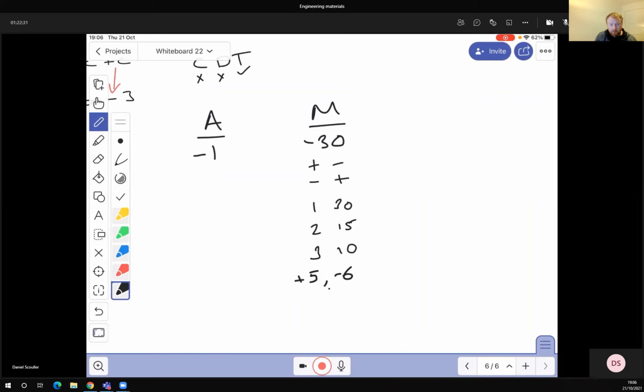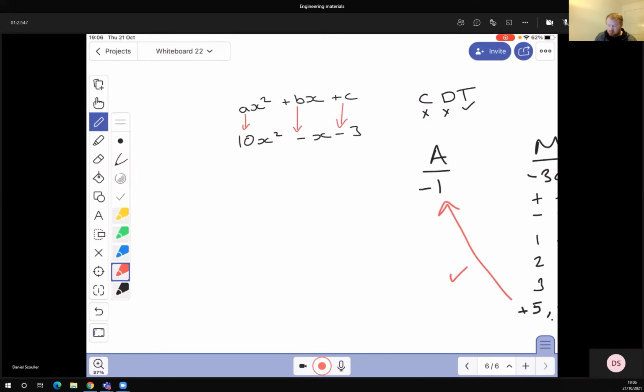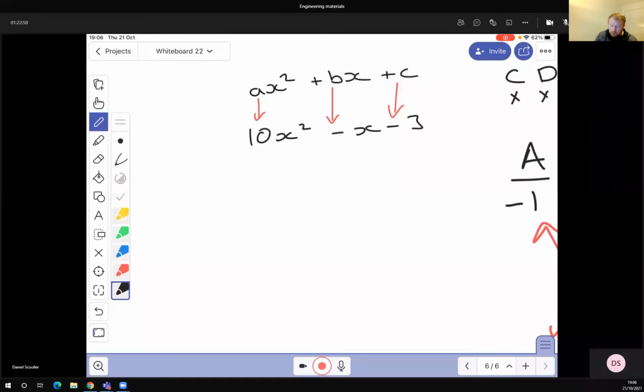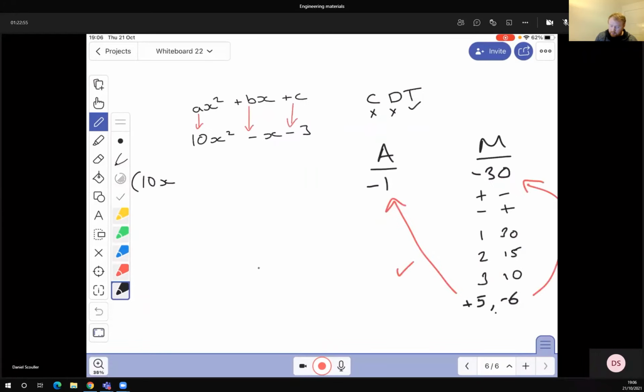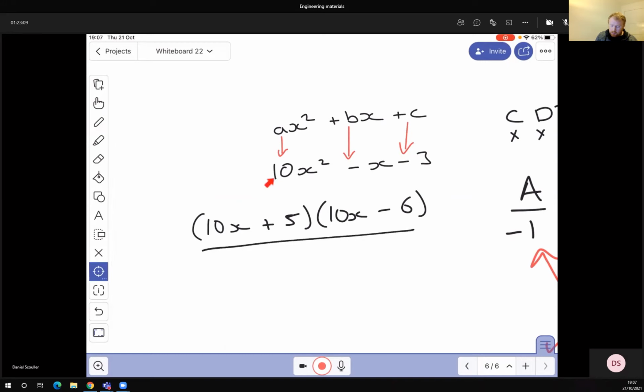So we've got positive 5, we've got negative 6. Multiplies together to make 30. Correct. Adds together to make -1. Correct. Brilliant. Okay, now it's the muddly bit. Starting our brackets, 10x plus 5 and 10x minus 6. And we're dividing it by whatever number's in that A position.